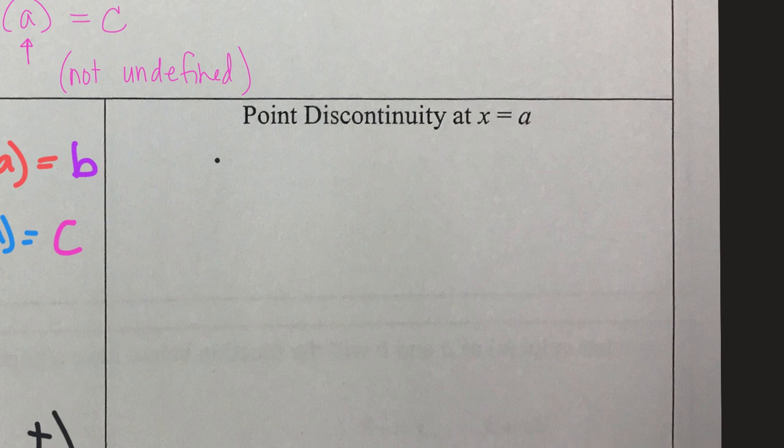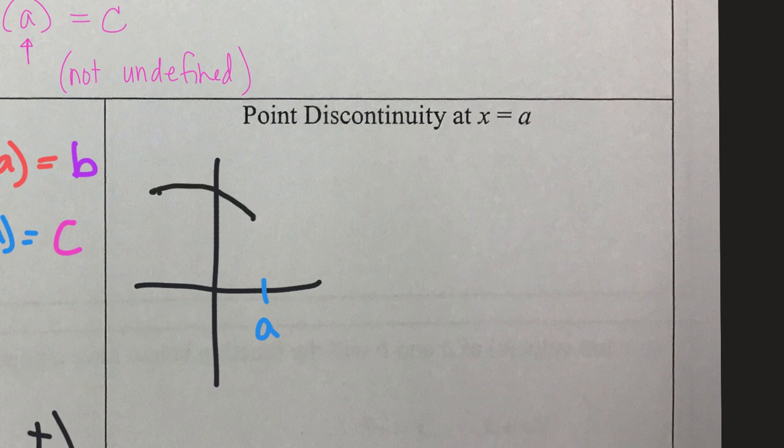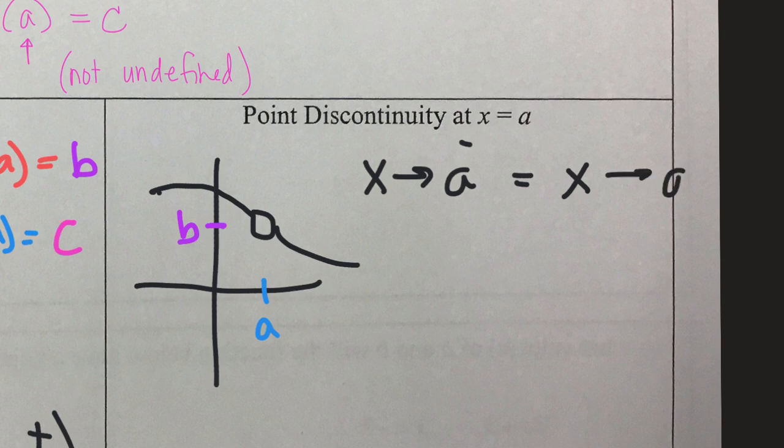And our last one, what if we have a point discontinuity? So we graph that, the point discontinuity. Once again, we have some value we're calling a, and we're going to have an open circle at that a value. Okay, so how does that look different? Well, the x approaches a from the left equals the x approaching a from the right. So we're going towards that same y value. So the y value from the left equals the y value from the right.